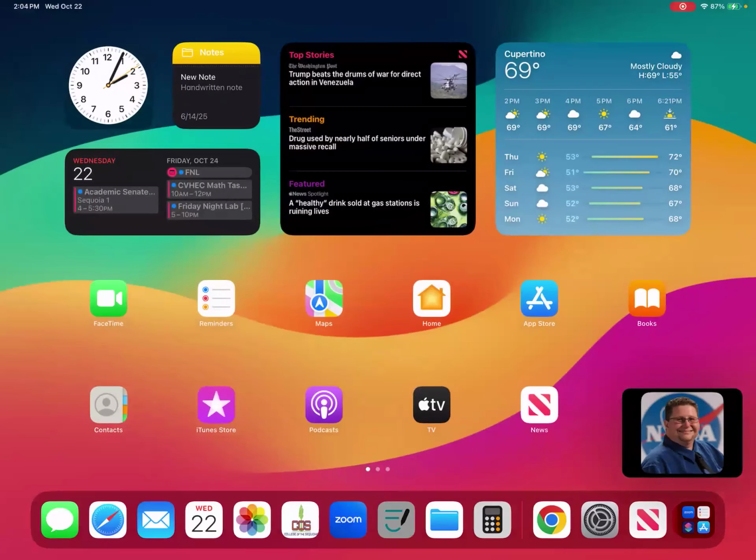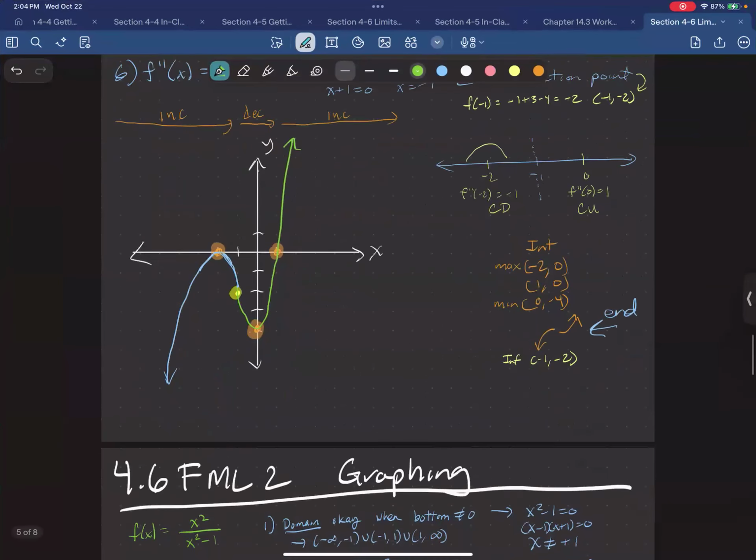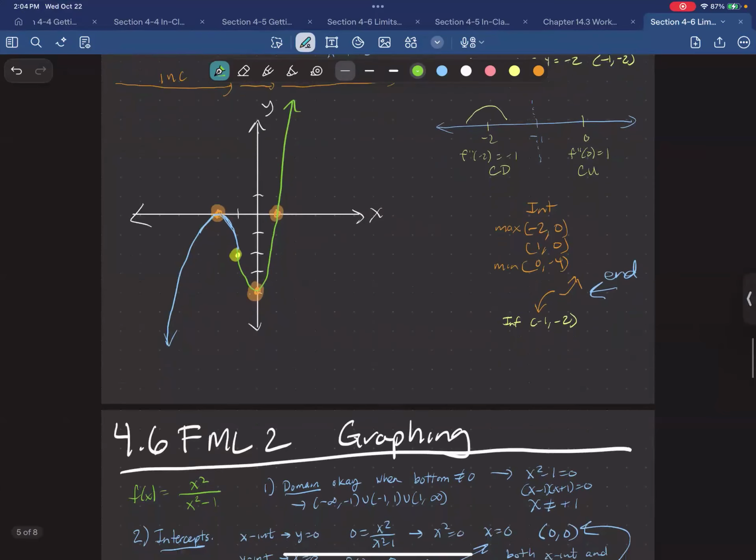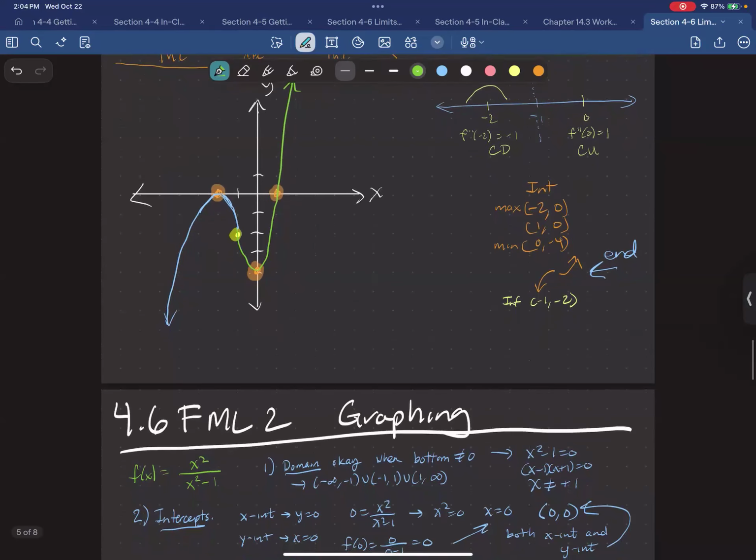All right, all right, all right. Let's bring the pain. We are going to do f of x equals x squared over x squared minus 1.